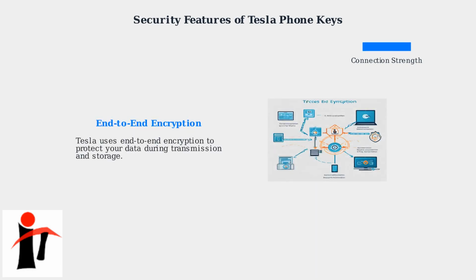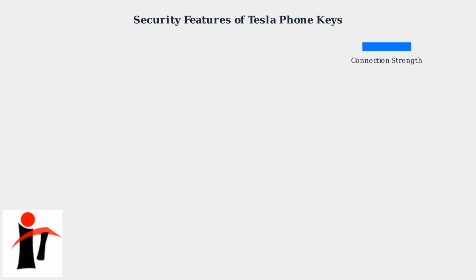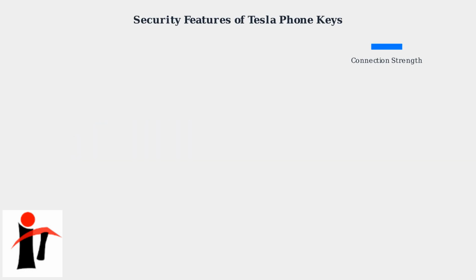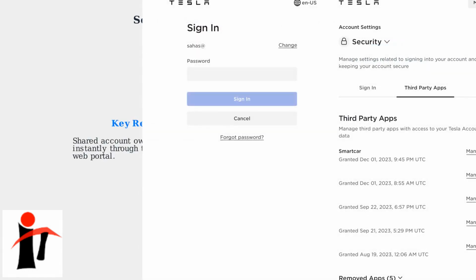Tesla uses end-to-end encryption to protect your data during transmission and storage. This ensures that only you and Tesla's secure servers can access the information. If the app is uninstalled or the account is logged out, the associated phone key is automatically invalidated. This prevents anyone from using an old or stolen device to access your vehicle. Shared account owners can revoke keys instantly through the app or Tesla's web portal. This allows quick removal of access for any shared users when needed.